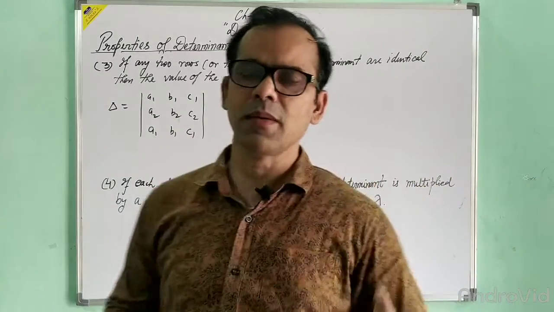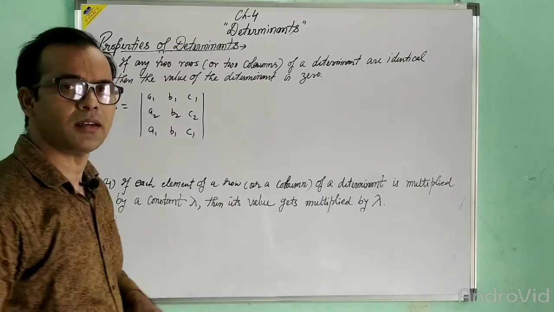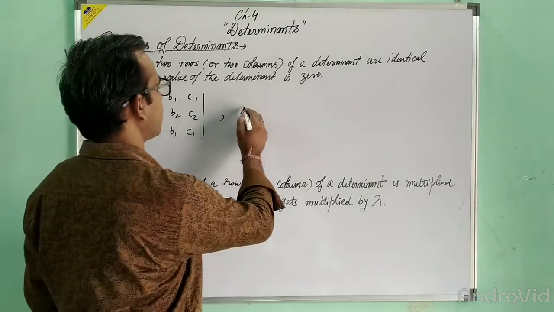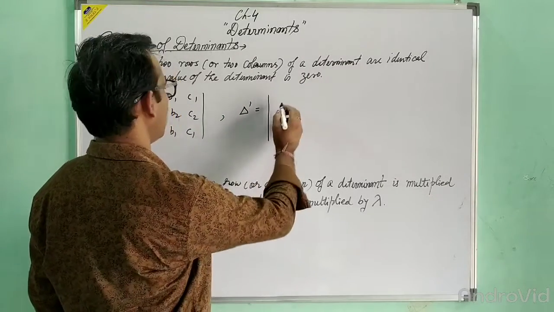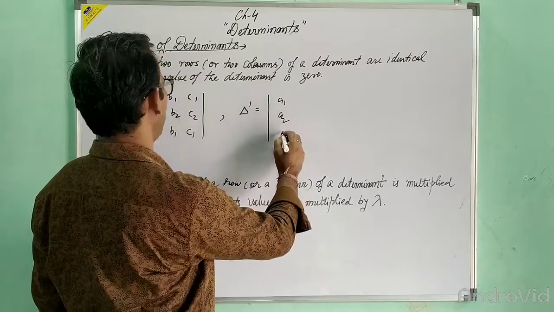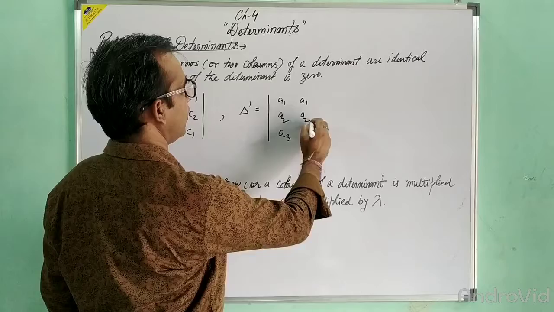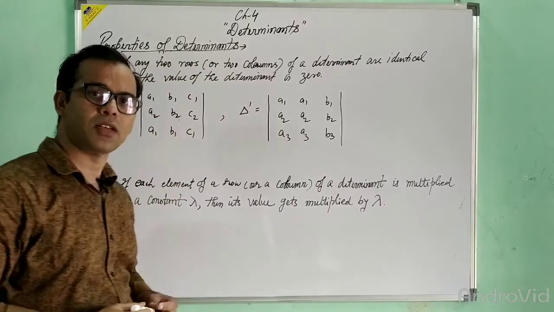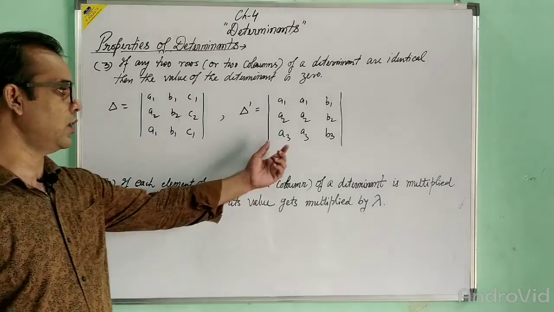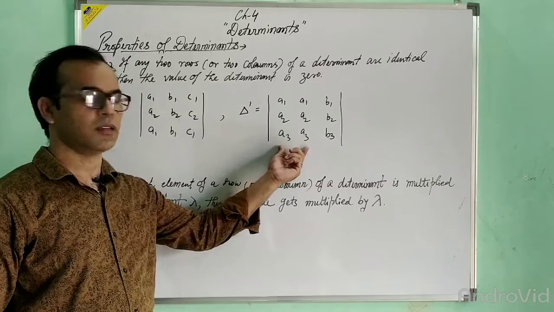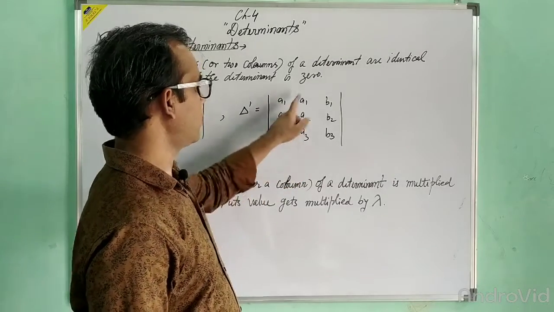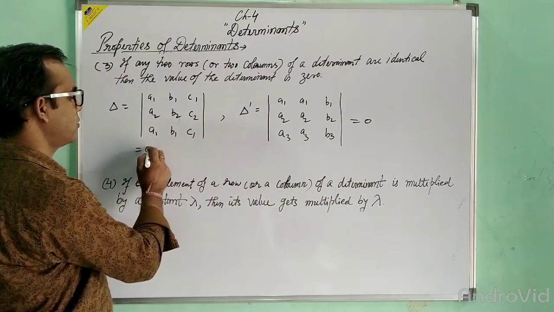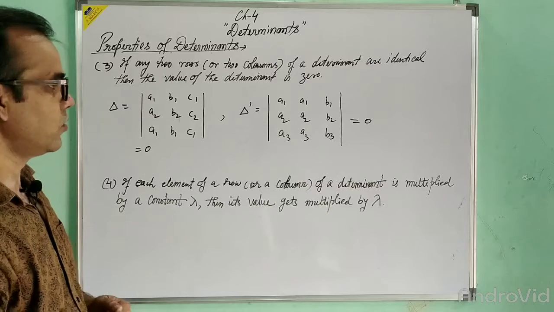Or two columns may be there. If the two columns of the determinant are identical, then its value is also 0. For example, let's consider delta dash. Okay, then a1 a2 a3, a1 a2 a3, b1 b2 b3. This is the determinant in which the first two columns are identical. You see that these two columns are same, a1 a2 a3, a1 a2 a3. So means its value is also 0. So delta here is also 0 in this case too.